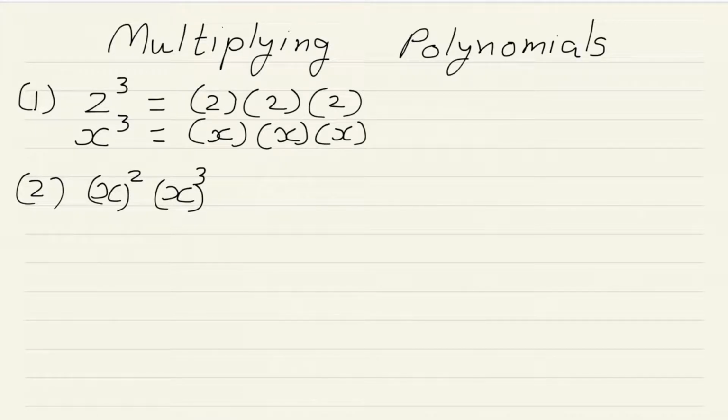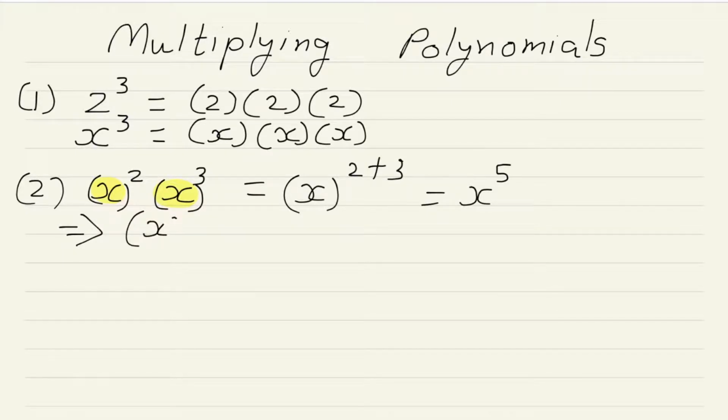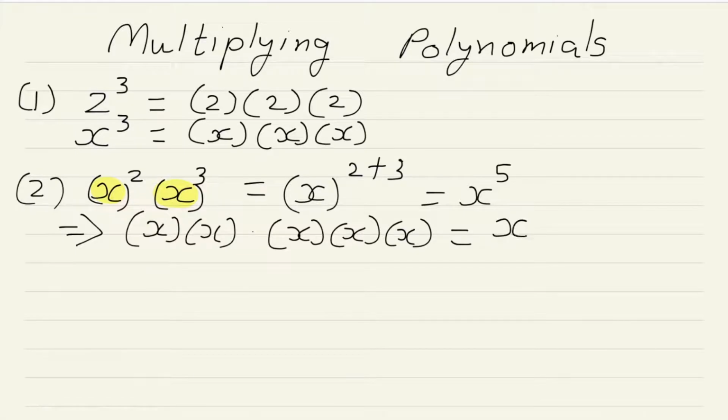What if we have x squared multiplied to x cubed? Since we have the same base, we can just add the exponents. So that's x to the 2 plus 3, equal to x to the 5th power. The x squared is x times x, and the x cubed is x times x times x, so x is multiplied to itself 5 times, so x to the 5th power. This is the quicker way, basically, by adding the exponents if we have the same base.